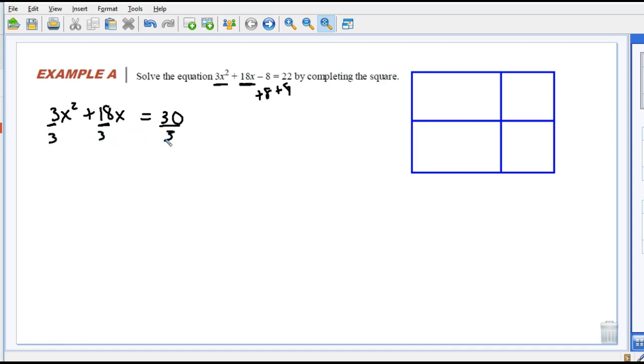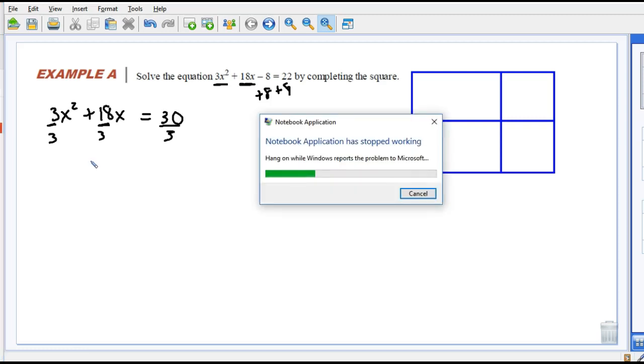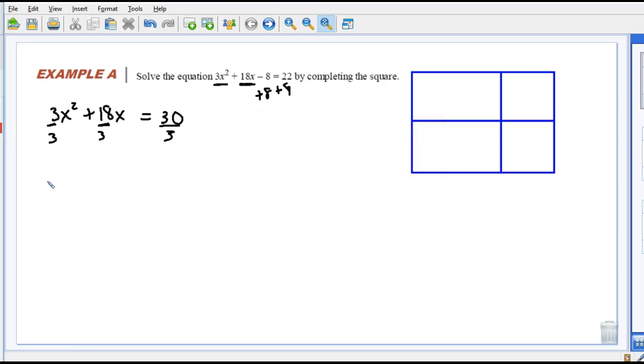If I divide everything by 3, I haven't changed what my equation looks like. It's just simpler now. It's kind of like changing a fraction from 4 halves to 2 over 1. So that means I'm going to get x squared plus 18 over 3, which is 6x, and 30 divided by 3 is 10. Now what I want to do is complete the square on this side. So I have x squared plus 6x.